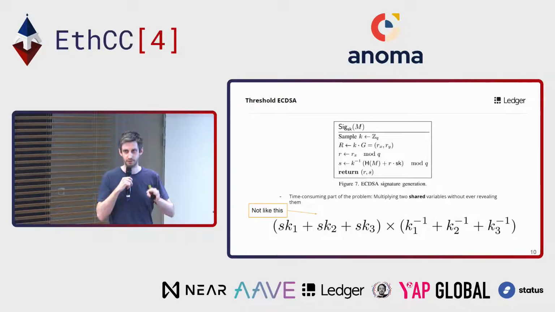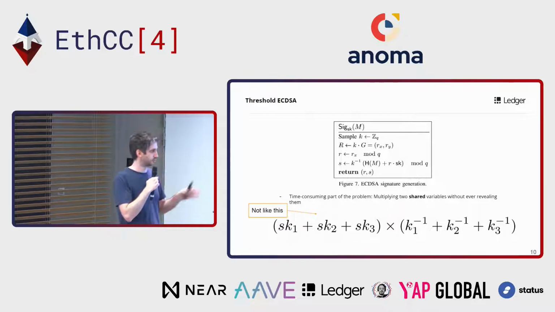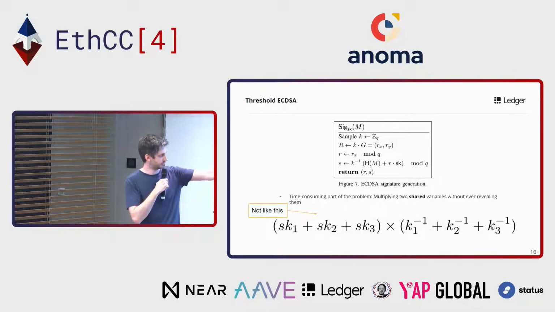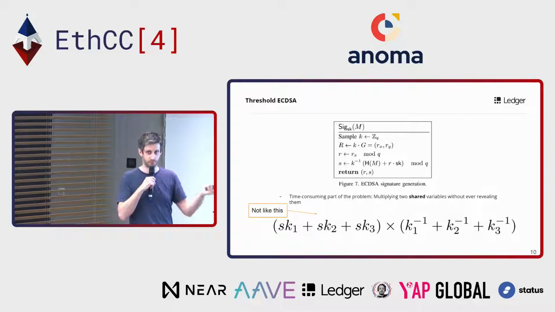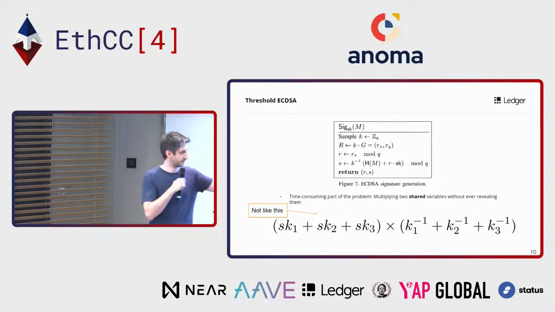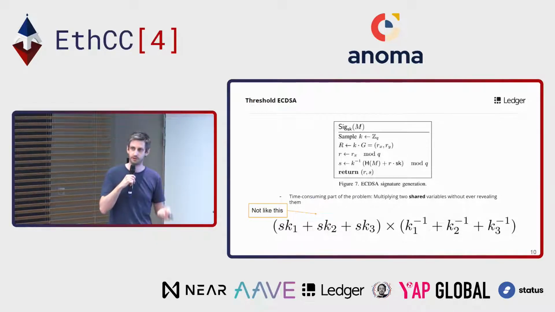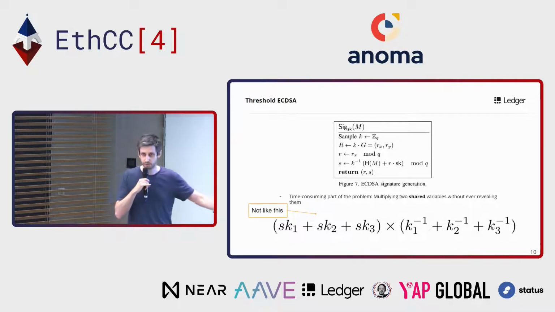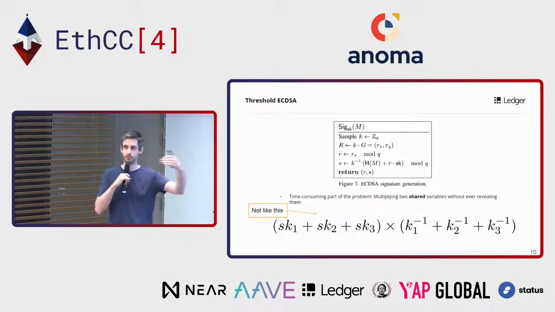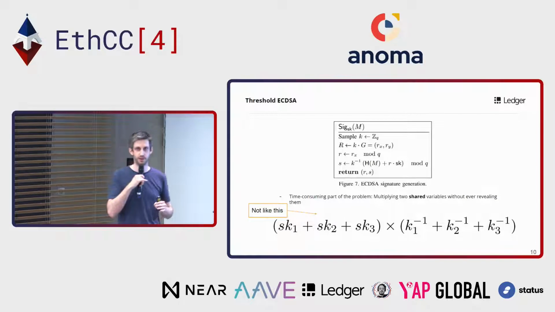I'm not going to be correct mathematically here, but what you want to do, for example, is at some point multiply the inverse of k, which will be shared, with SK, which will be shared as well. So you want to compute this, but not like this. You want to absolutely avoid reconstructing the actual secret in the process. You want to go from having SK shared among 3 people, for example, to being able to compute the signature, so the end result here, without ever leaking anything about the actual secret value.